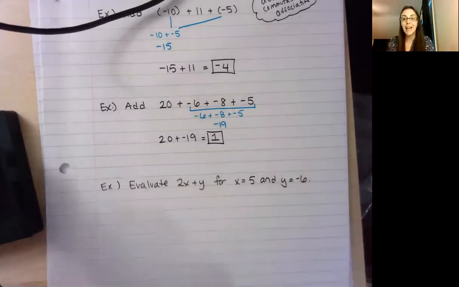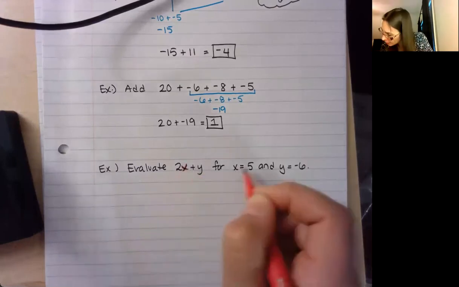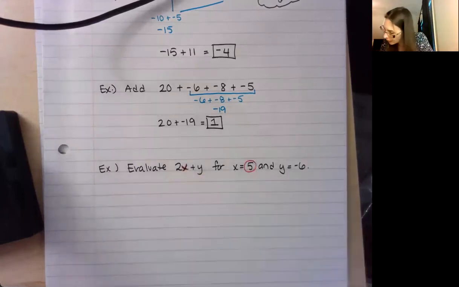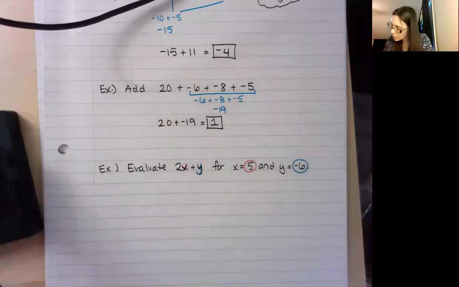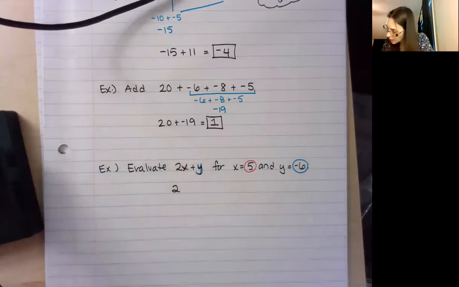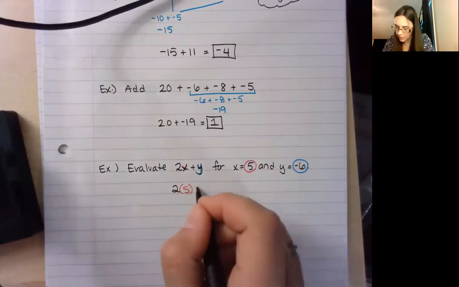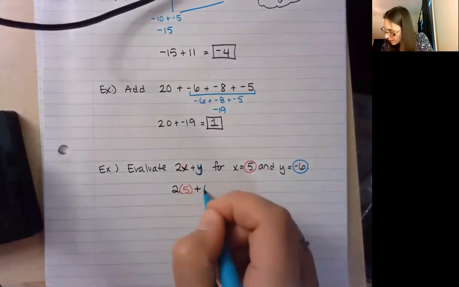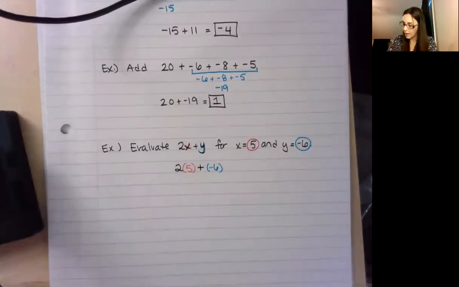We can bring in a little bit of evaluating here, just kind of keep using those skills we've already learned. So I'm going to evaluate. I'm going to replace my x here with 5, and I'm going to replace my y with -6. So don't forget, if two things are touching, it's multiplication. So it's 2 times 5 plus, and then -6. And again, I like to use parentheses when I evaluate. It just helps to remind me where I need to multiply.